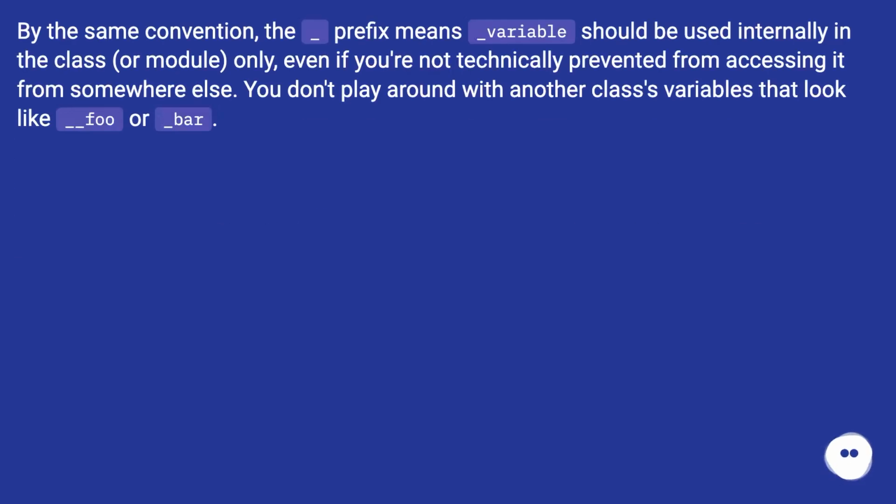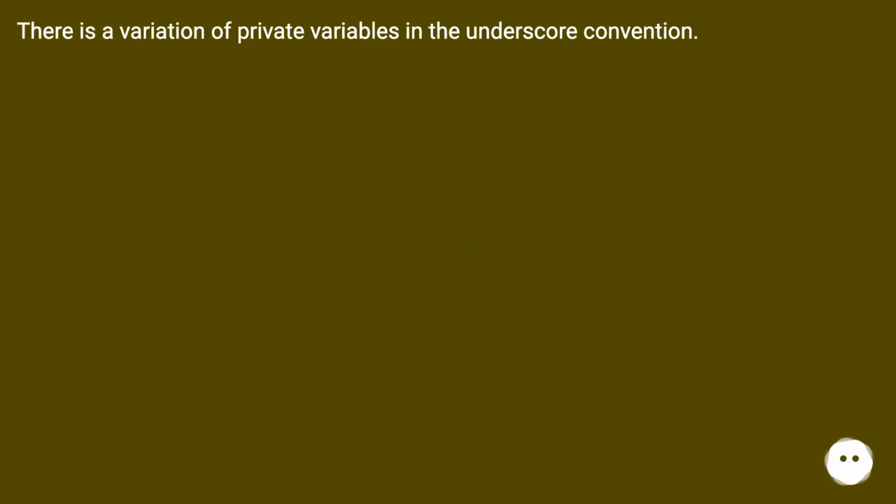By the same convention, the _ prefix means a _variable should be used internally in the class or module only, even if you're not technically prevented from accessing it from somewhere else. You don't play around with another class's variables that look like __foo or _bar. There is a variation of private variables in the _ convention.